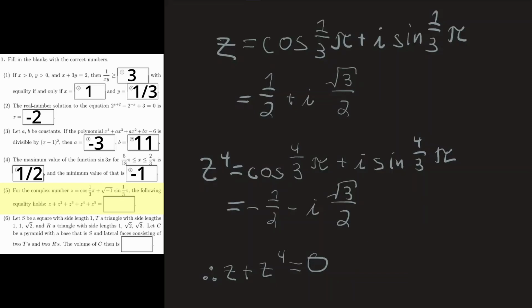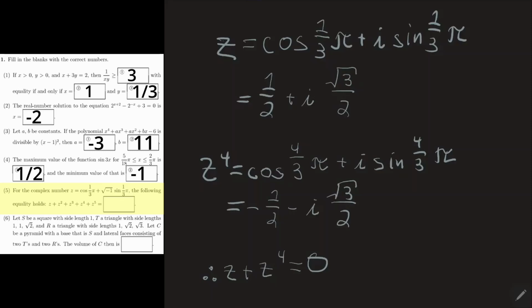So z equals cosine of 1/3 pi plus i times sine of 1/3 pi, which just equals 1/2 plus i times the square root of 3 over 2. And then z to the fourth equals cosine of 4/3 pi plus i times sine of 4/3 pi, which is equal to negative 1/2 minus i times the square root of 3 over 2. So if you add these up, clearly they just equal 0.